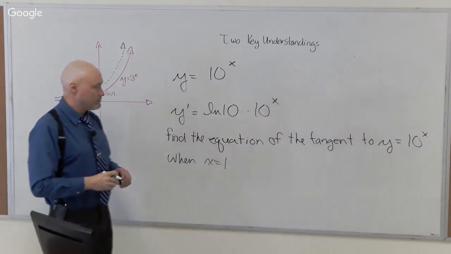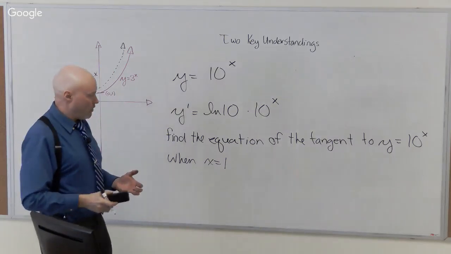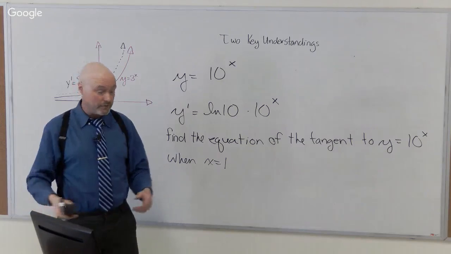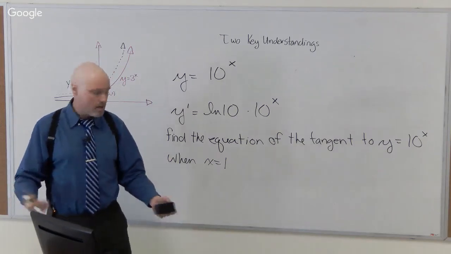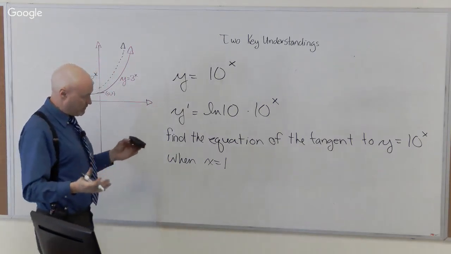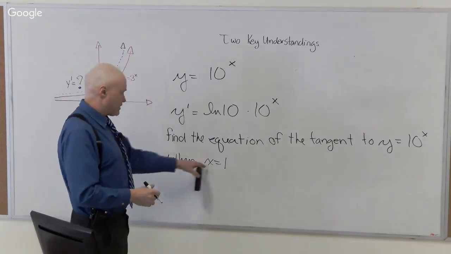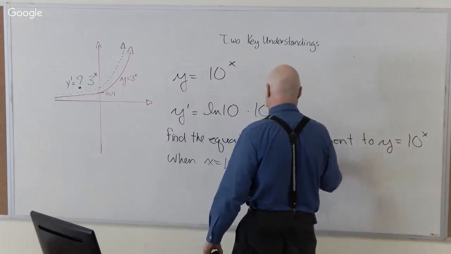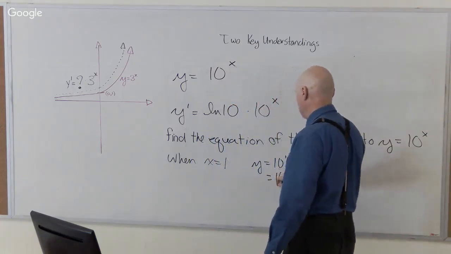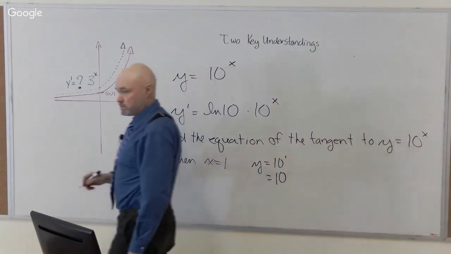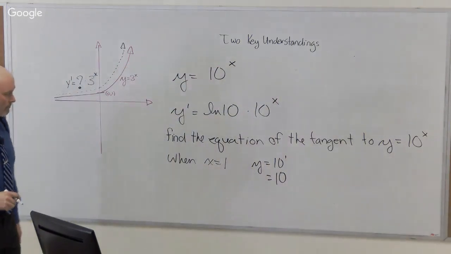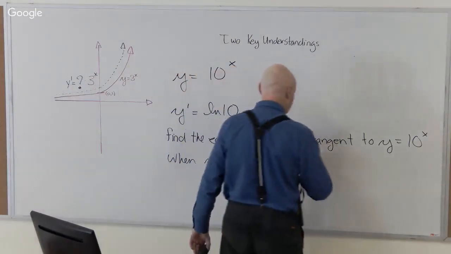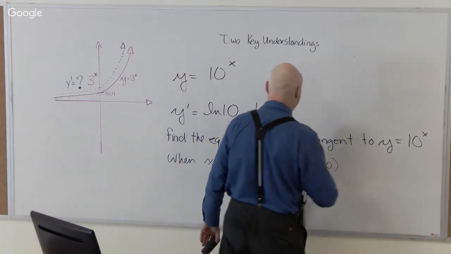Okay, so there are some simple things I can do here. I need to know my x-coordinate. I need to know my y-coordinate. I'm going to use my derivative to find m, and then all I need to do is figure out what b is. Okay, so when x is equal to 1, y is equal to 10 to the exponent 1. There we go, one of the easier exponents to do in your head. So we are at (1, 10). That's where we want to take our tangent.